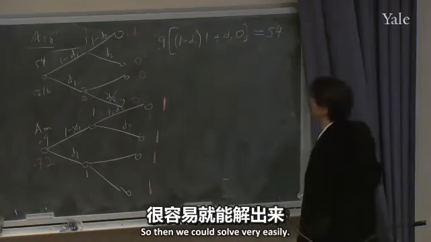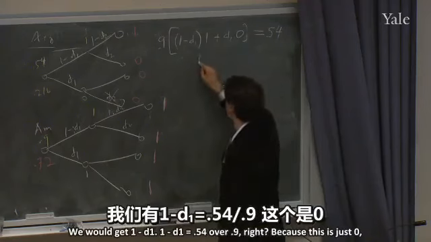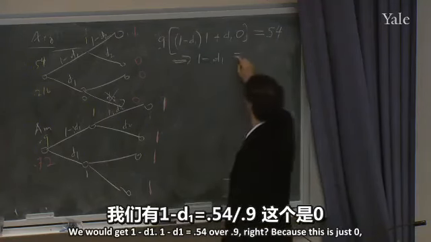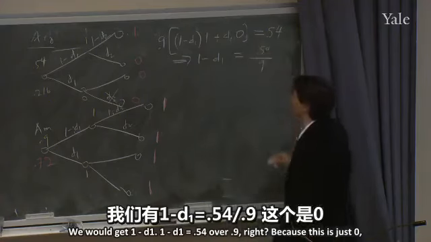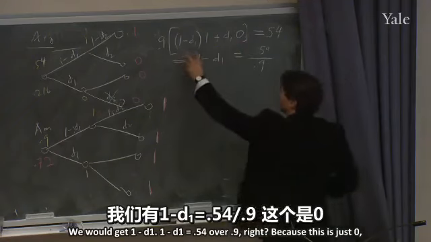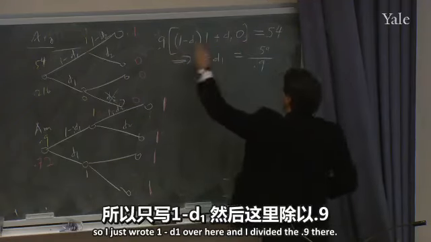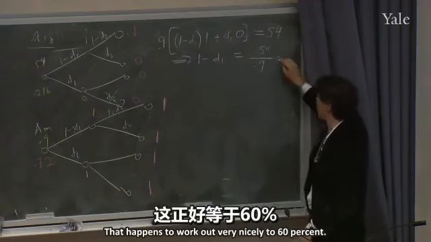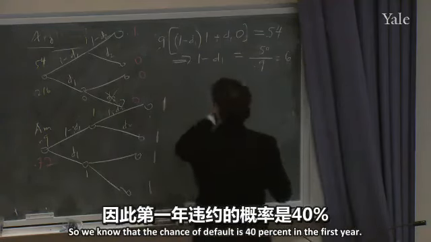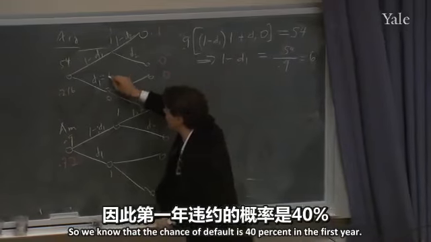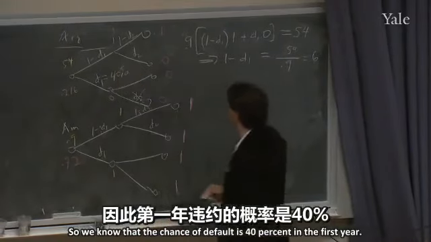Okay, so then we could solve very easily. We would get 1 minus D1 equals 0.54 over 0.9. Because this is just 0, I just wrote 1 minus D1 over here, and I divided by the 0.9. That happens to work out very nicely to 60%. So we know that the chance of default is 40% in the first year.